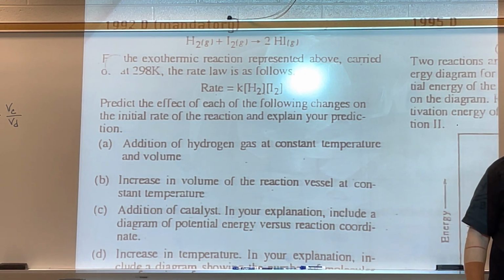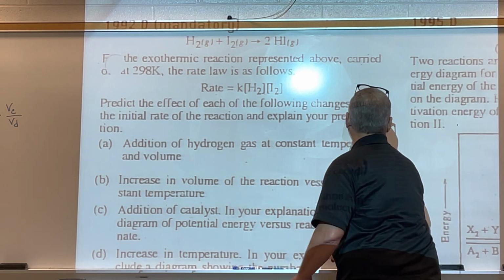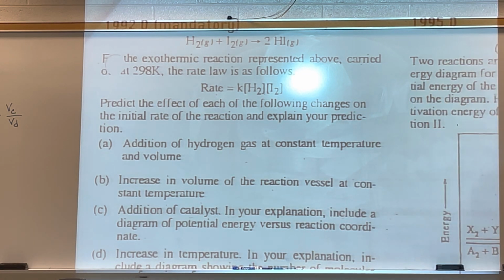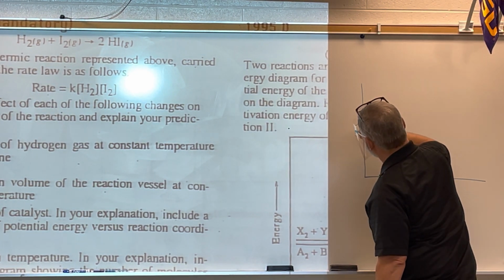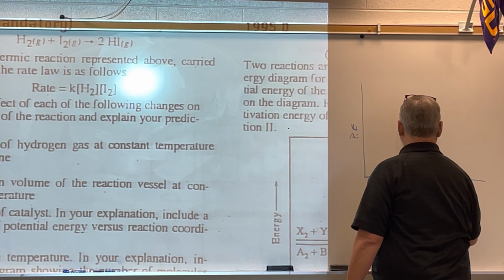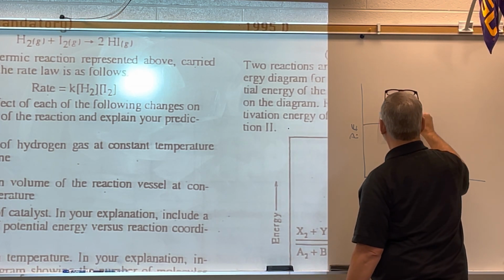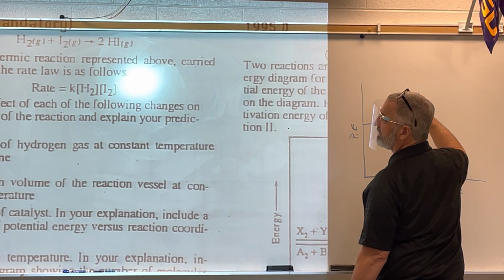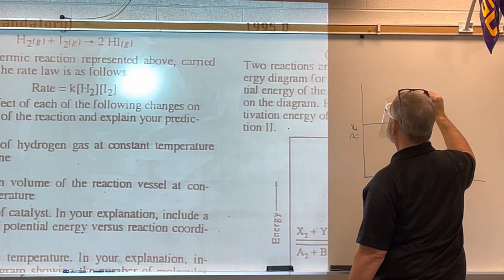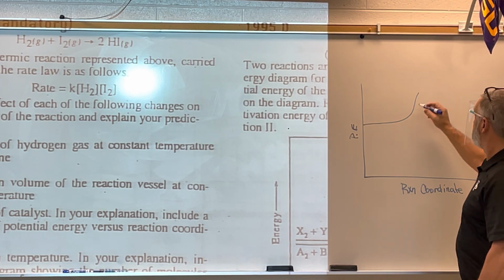Okay? So good. So addition of a catalyst, include a diagram of potential energy versus reaction coordinate. Does everybody understand what that graph is? That's your potential energy graph. This is potential energy. This is reaction coordinate, or progress, whatever you want to call it. And it says exothermic, right? So what does that mean? Where does the product need to go? Below. Needs to go below, right?